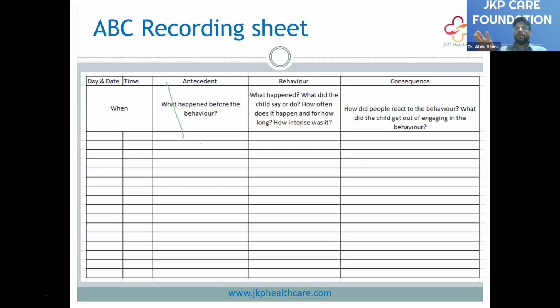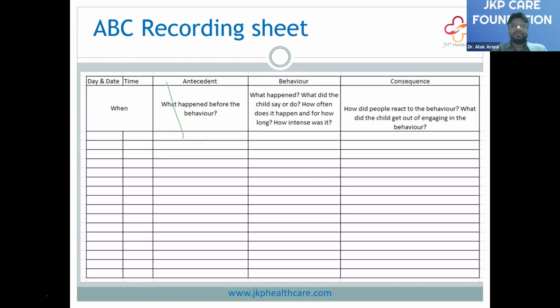Whenever the behavior happens, just after the behavior, take some time, or every day evening, take out some time and fill up this sheet. You may take printouts of these sheets. I'll share them with you all. Or you may make these sheets in your diaries, and every day for 15 days, not more than that. And trust me, after 15 days, when you go through this, you yourself will understand why the child is behaving like this. And you will change the antecedent or consequence, and the behavior will be modified.